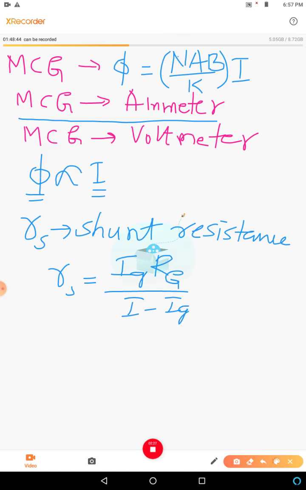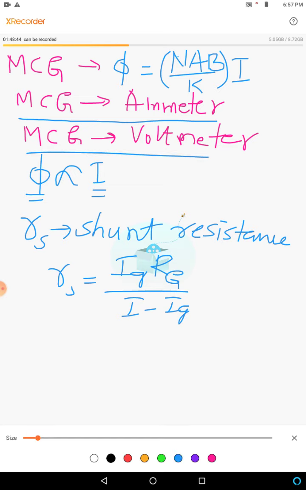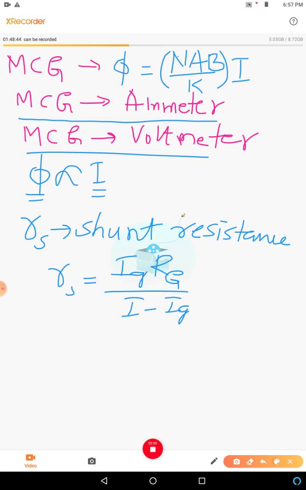Also we have studied how to convert a moving coil galvanometer into a voltmeter. To convert it into a voltmeter, what should we do? We should connect a very high resistance in series. That value of the high resistance R was equal to V by IG minus RG. So what is IG?